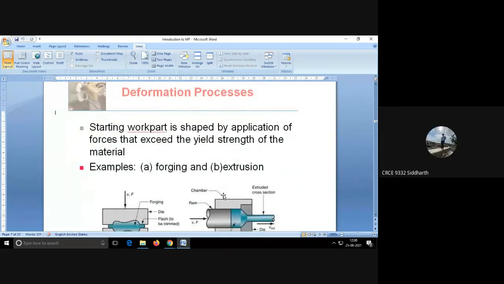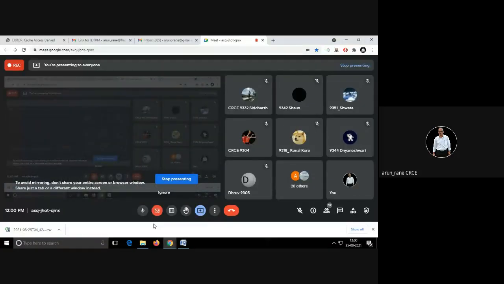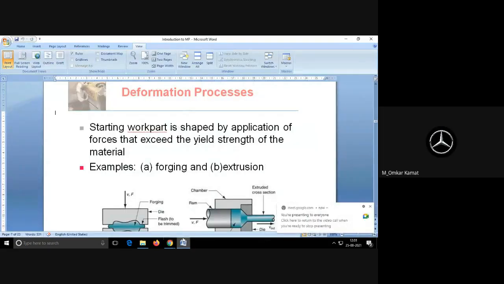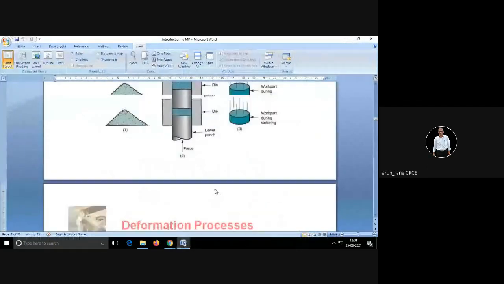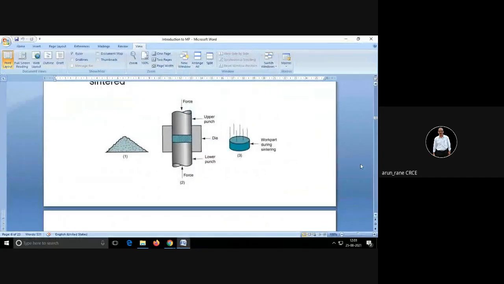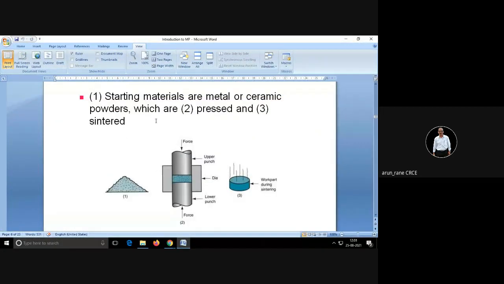Then deformation. Yes, anybody? Somebody wants to talk? Anybody wants to talk? Sir, how does it become such a solid structure? You have to speak a little loudly. Sir, is it in the solid form only? This is not in the liquid form.